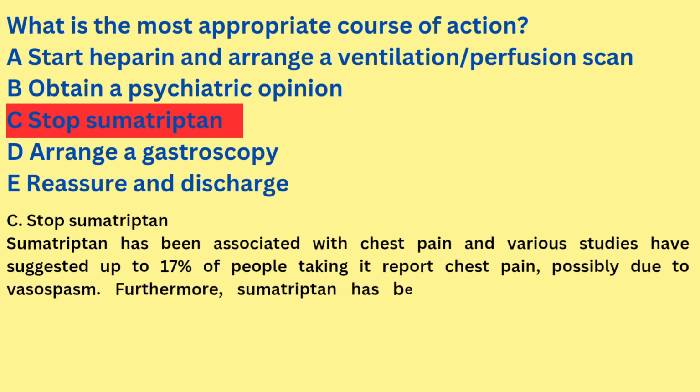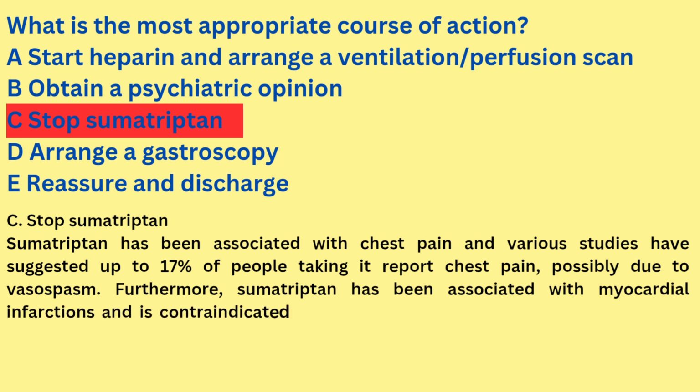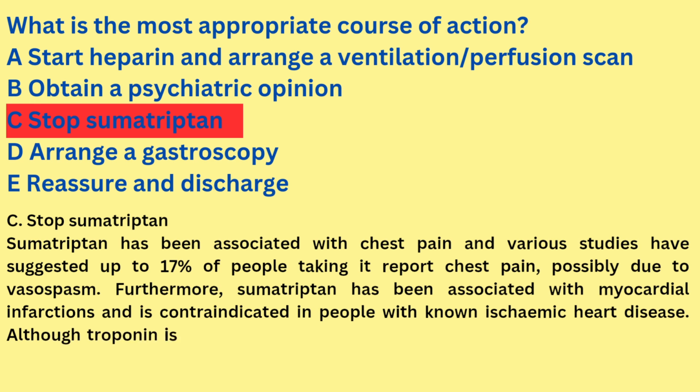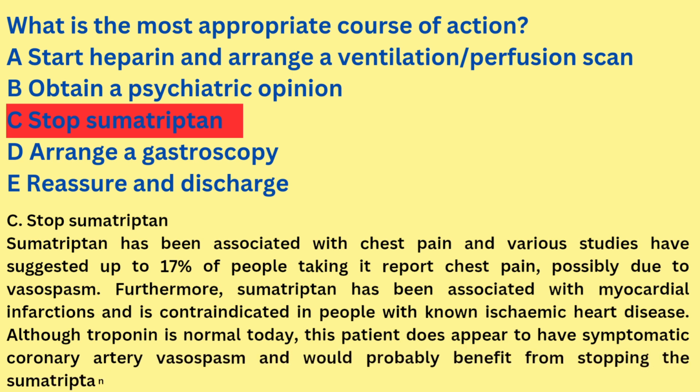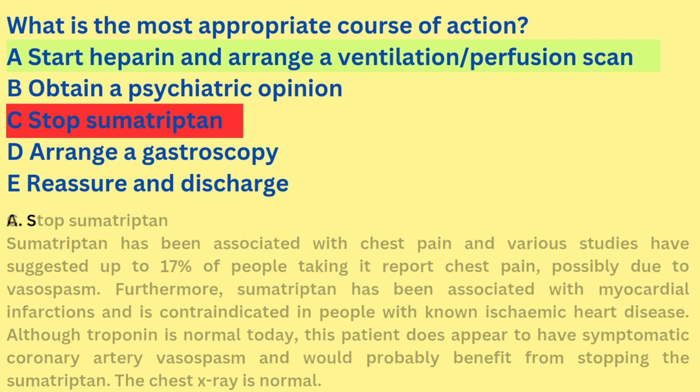Furthermore, sumatriptan has been associated with myocardial infarctions and is contraindicated in people with known ischemic heart disease. Although troponin is normal today, this patient does appear to have symptomatic coronary artery vasospasm and would probably benefit from stopping the sumatriptan. The chest X-ray is normal.